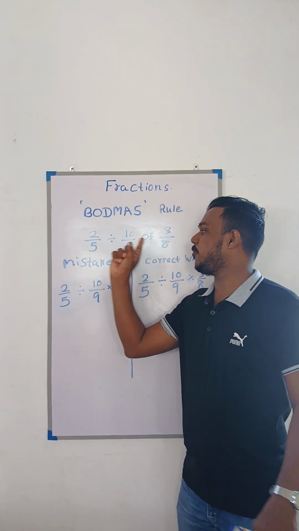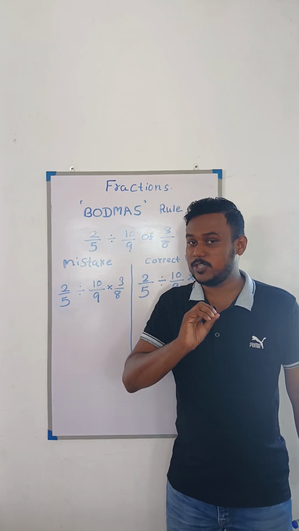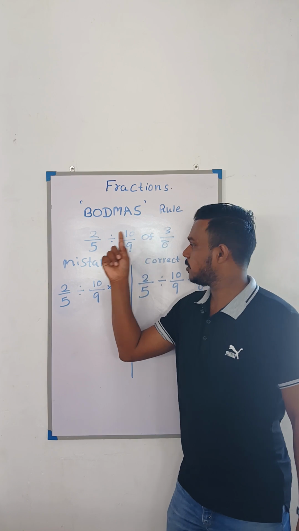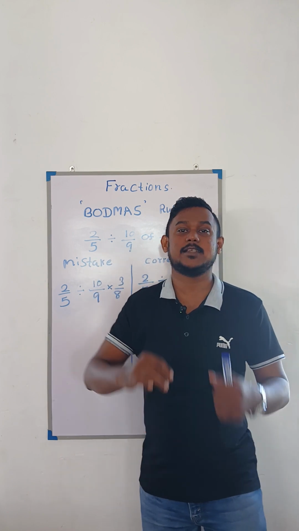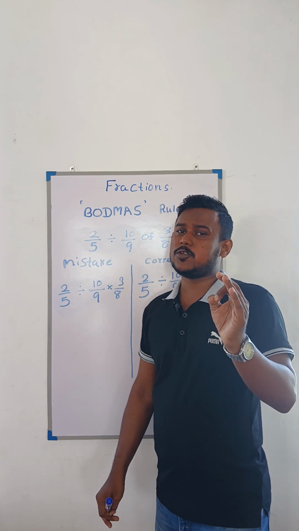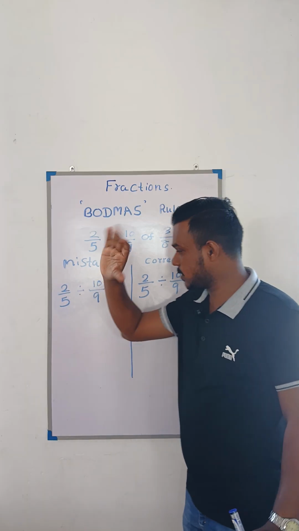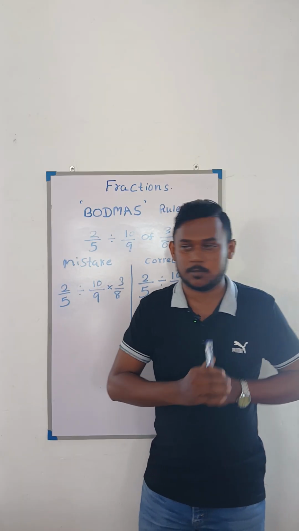So you are familiar with "of" and division, right? We know that according to BODMAS, we should give priority to "of" and then division, isn't it? Right, let's see. Now, I'm going to explain a mistake that you usually make when you use this BODMAS rule. Let's see. Now, this is the mistake that I'm talking about.